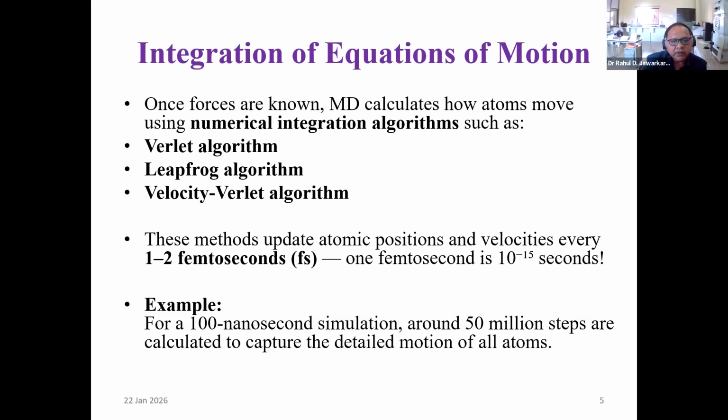This method updates atomic positions and velocities every 1 to 2 femtoseconds. One femtosecond is equal to 10 to the power minus 15 second. For example, for a 100 nanosecond simulation, around 50 million steps are calculated to capture the detailed motion of all atoms. So in the MD simulation, we not only capture the movement of the ligand molecule, but also the movement of all the atoms contained in a particular protein molecule.